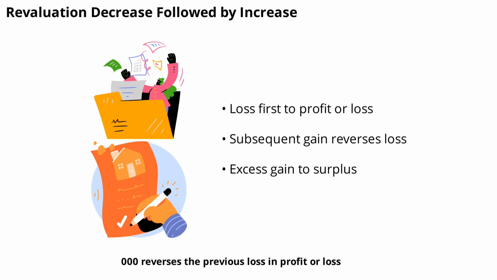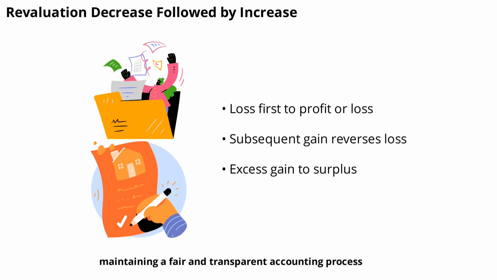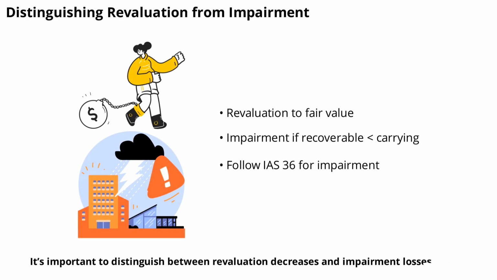The R80000 increase is split. R50000 reverses the previous loss in profit or loss, and the remaining R30000 is credited to the revaluation surplus in OCI. This approach ensures that previous losses are reversed before new gains are recognized in equity, maintaining a fair and transparent accounting process. It's important to distinguish between revaluation decreases and impairment losses.